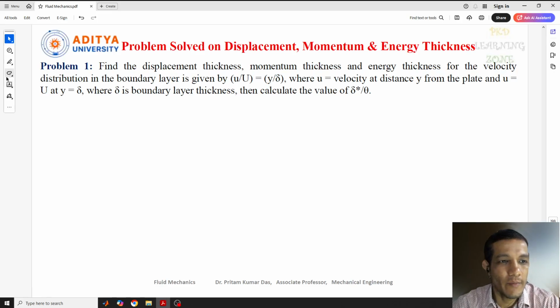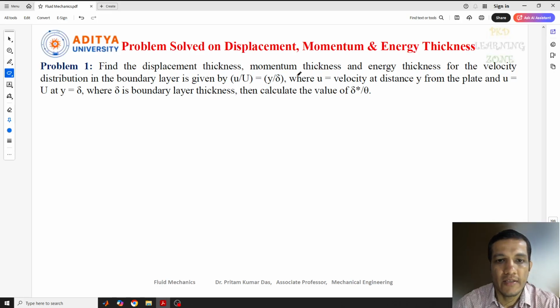In this lecture, we'll solve a problem regarding displacement thickness, momentum thickness, and energy thickness. In the last few lectures we have derived and seen how displacement thickness, momentum thickness, and energy thickness are formed and how to derive them. So based on that concept, let's solve a problem here.